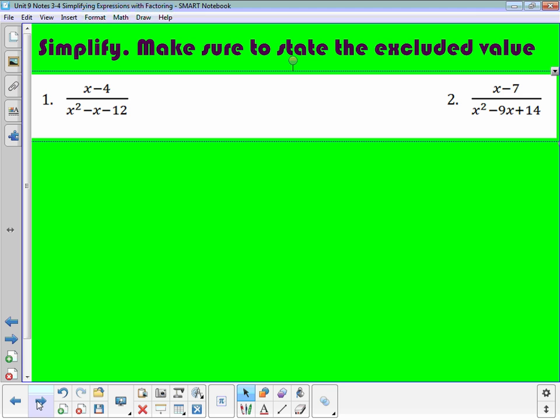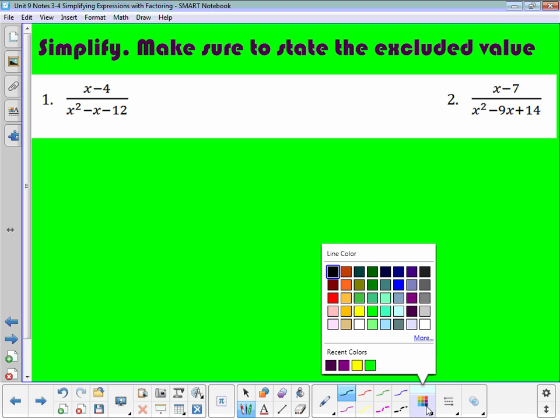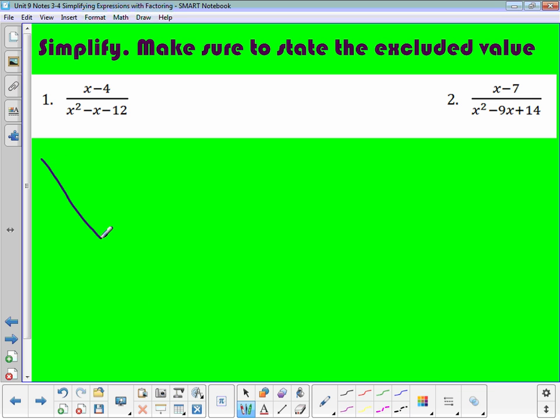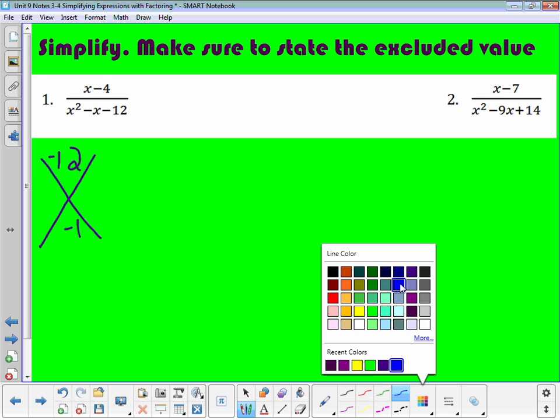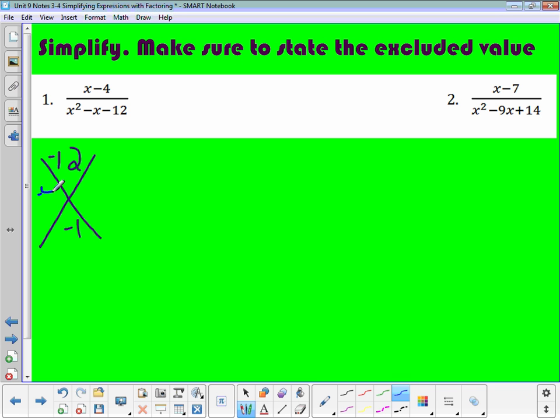All right, let's take a look at number 1. What we're going to do first is factor the bottom of this, and we want to make sure we find our excluded values as well. So we're multiplying to negative 12 and adding to negative 1. What multiplies to negative 12 and adds to negative 1? Well, that's negative 4 and positive 3. So now I'm going to go ahead and factor that.